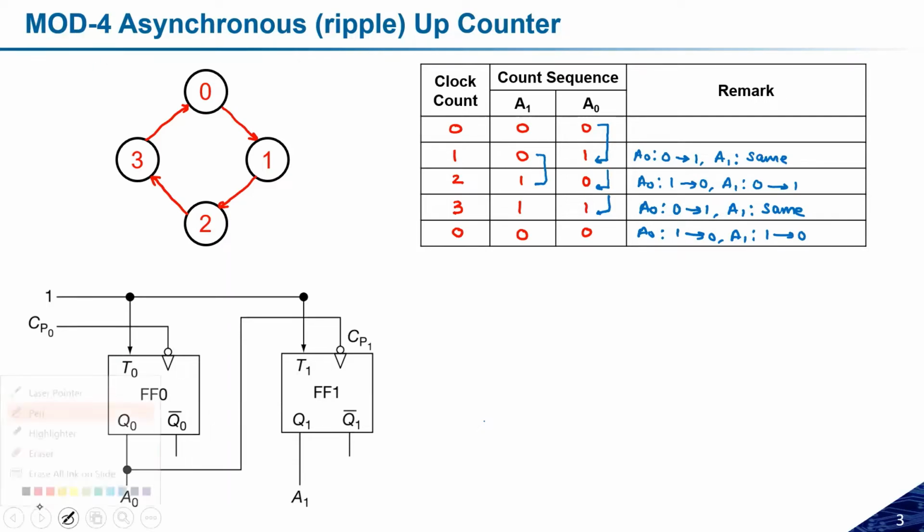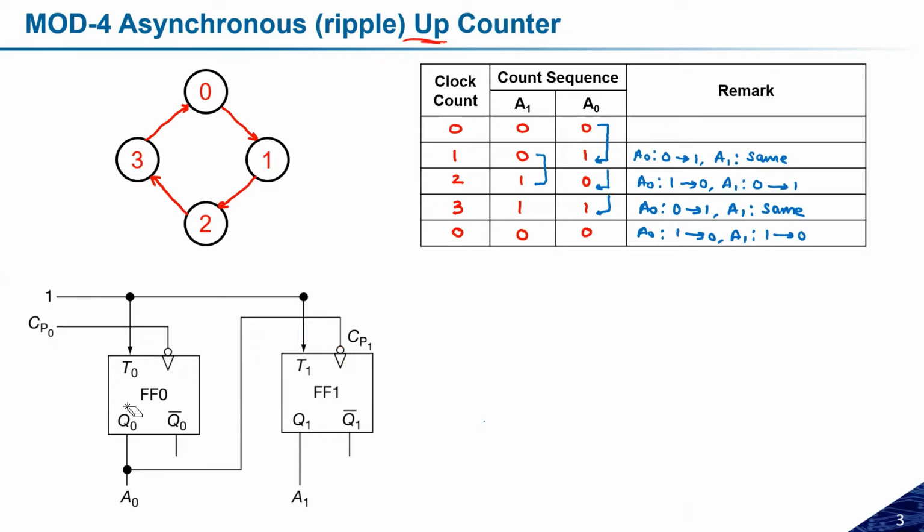Asynchronous is basically decided based on how the clock is connected for the next flip-flop. And mod 4 indicates that because I have 2 flip-flops, the total possibility is 2 squared, which means mod 4 is possible. Because there is no other circuitry involved here and there, we can call it the mod 4 counter. And asynchronous, I have already told you. Up means that because A0 is controlling A1, we can call it the up counter.